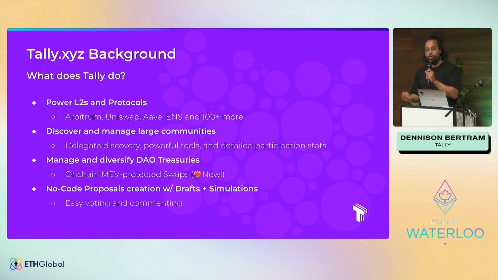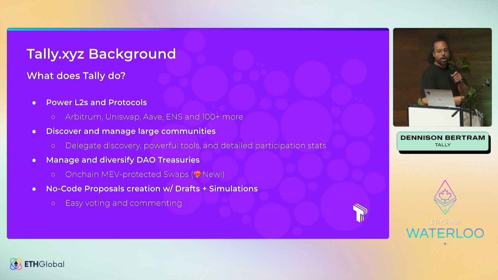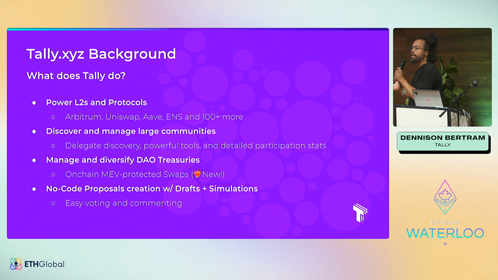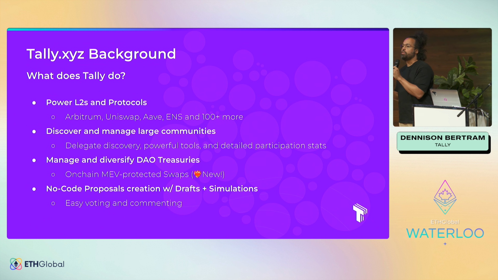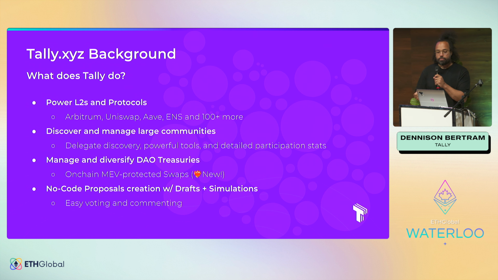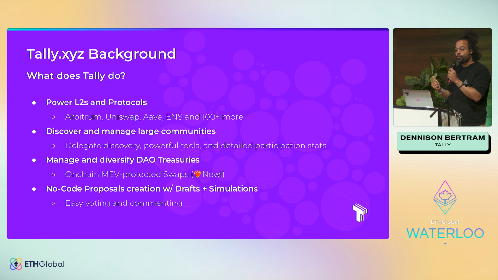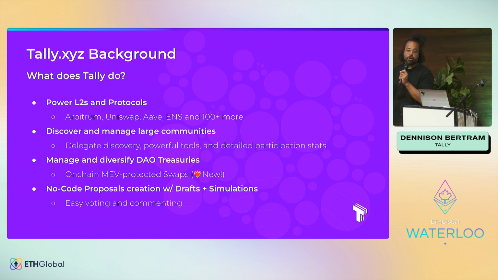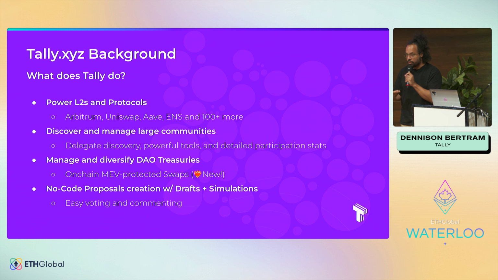So a little background on Tally itself. We power L2s and protocols, right? These are folks like Arbitrum, Uniswap, Aave, ENS, and many more. We allow users to actually discover and manage large communities. The DAOs on Tally have hundreds of thousands of participants. They have tens of thousands of votes on proposals. And using Tally, you can actually look into understanding who these people are, what they are doing, how they are participating. We also help you manage and diversify DAO treasuries. That's a little bit of the focus of this presentation today, with tools around on-chain MEV-protected swaps. That's what we'll be talking about.